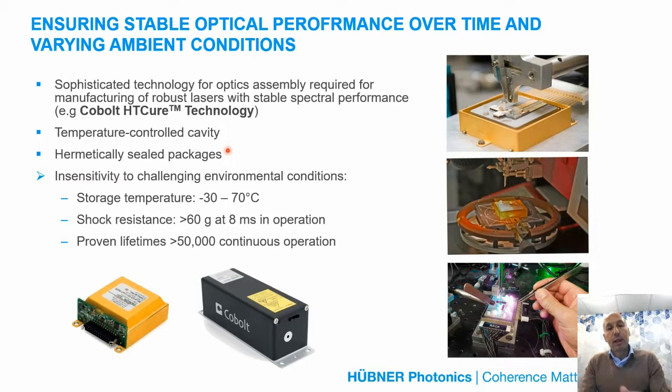By producing lasers in this way, we can see that the lasers maintain their spectral properties even after hundreds of times of temperature cycling them between minus 30 to minus 70 degrees Celsius, and after mechanical shocks up to over 60 G, and also after continuous operation over several years, up to 5, 6, 7 or even 8 years.